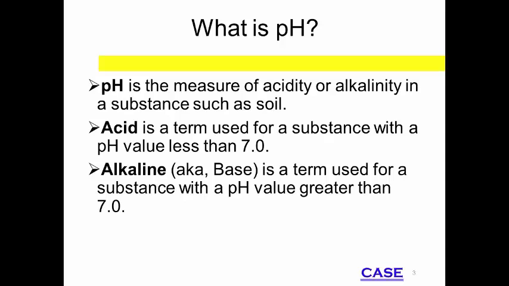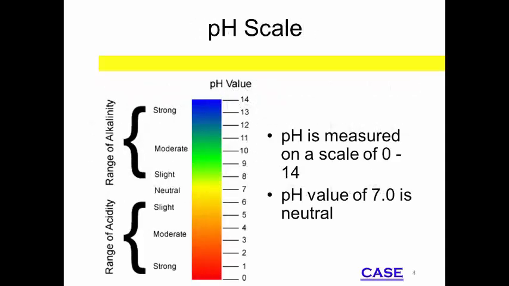The pH value of an acid substance is below 7 on the pH scale. The pH value of an alkaline substance is above 7. The pH scale ranges from 0, a strong acid, to 7, neutral, to 14, a strong alkaline. Distilled water with a measured pH of 7 would be an example of a pH-neutral substance.